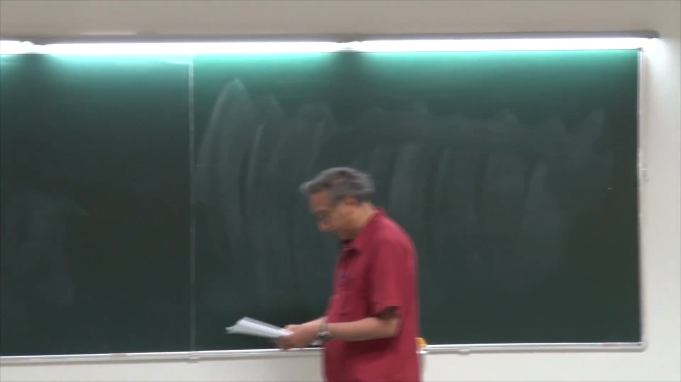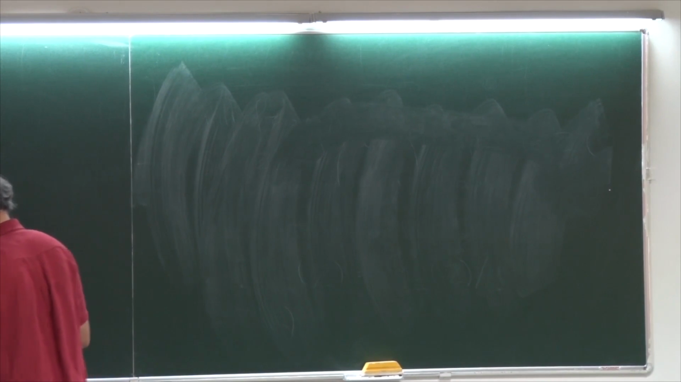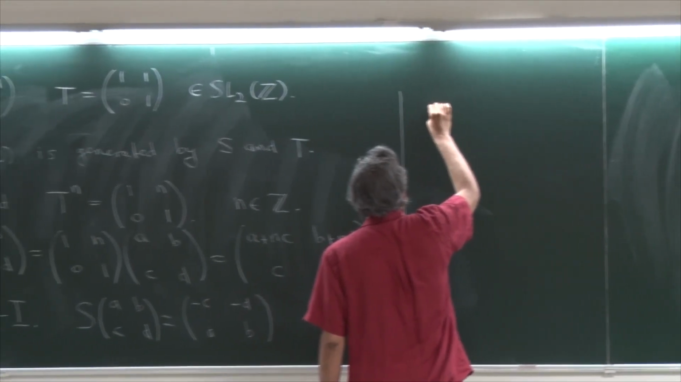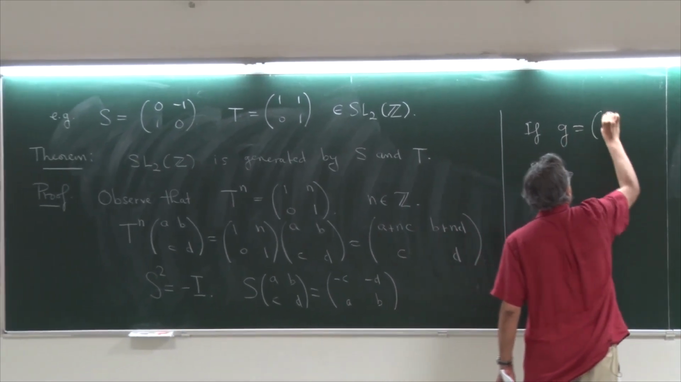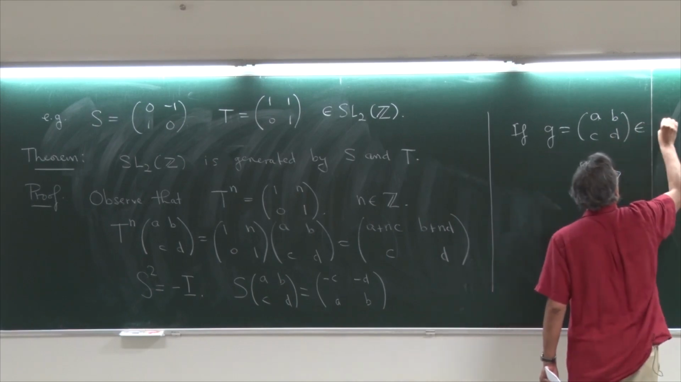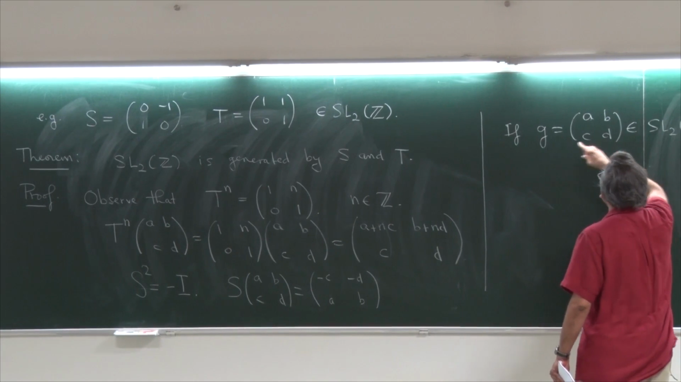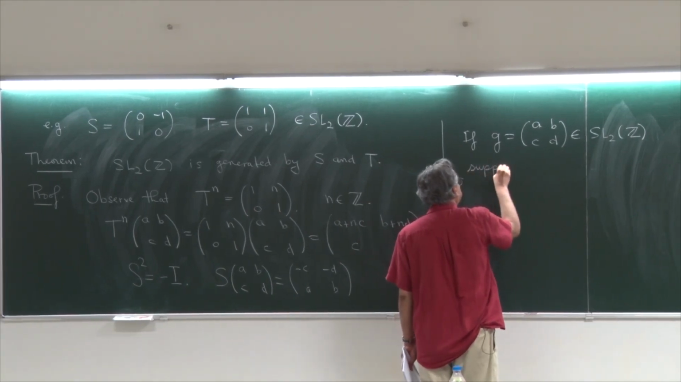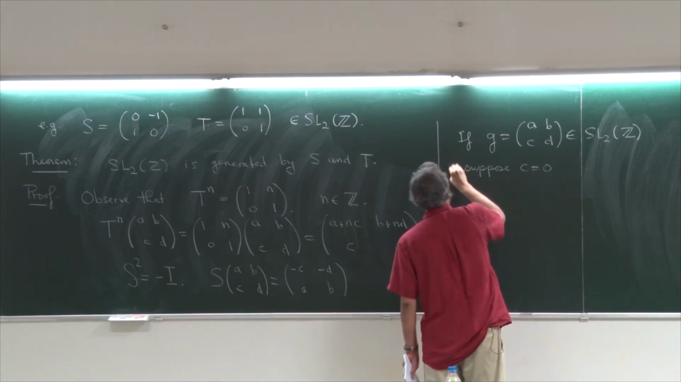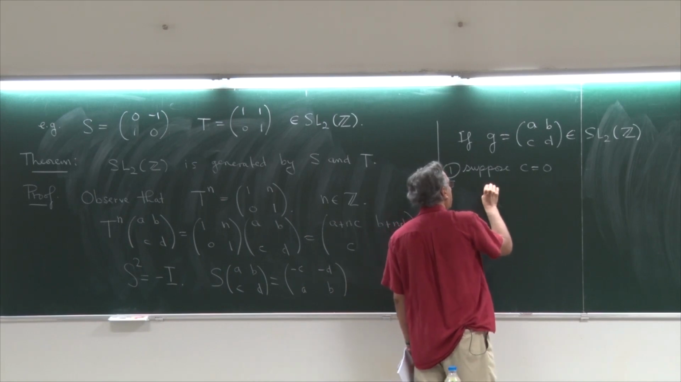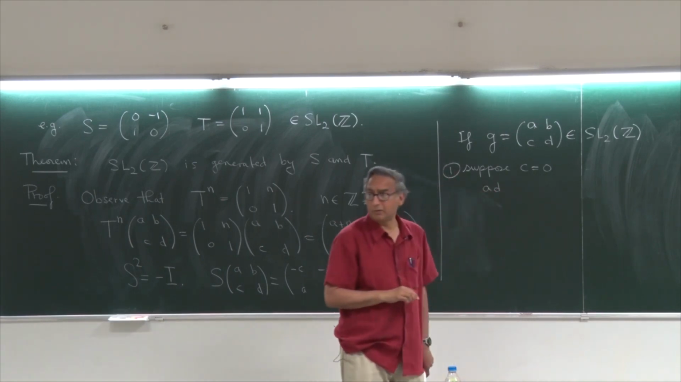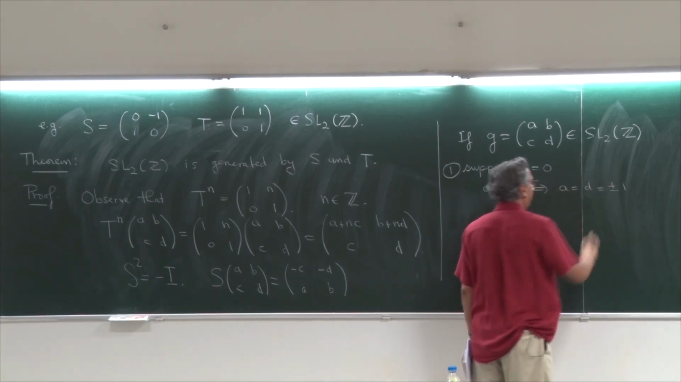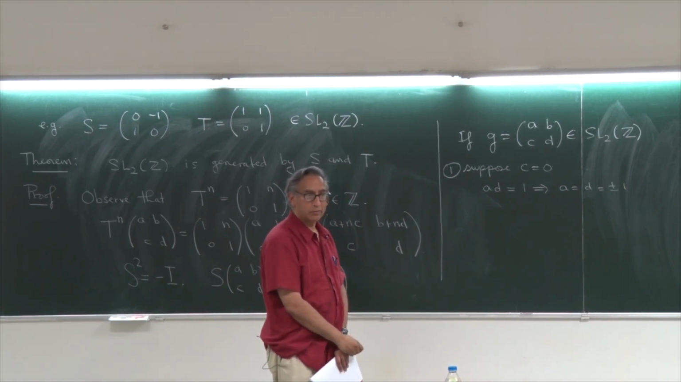And the proof relies on the division algorithm. So what do I need to show? If G is an element, I have to show that G can be written as a product of S's and T's, right? So suppose first C equals 0. So case 1, C equals 0. In that case, because the determinant is AD minus BC, the determinant is simply AD and has to be 1, which implies that A equals D equals plus or minus 1 simultaneously. So either A and D are both 1 or A and D are both minus 1.